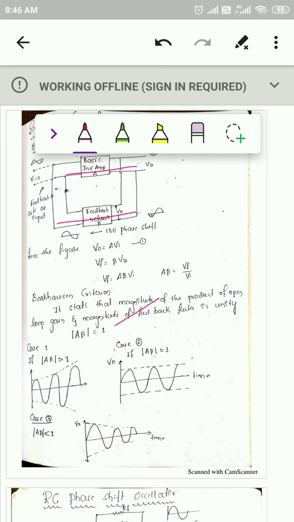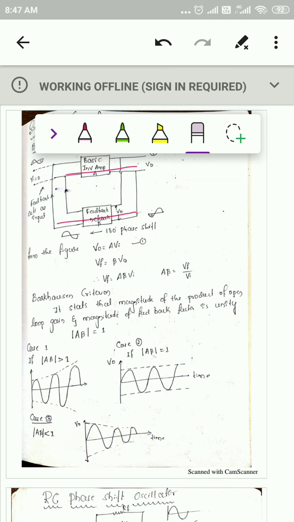The first case is A into β, the forward path and feedback path gain, greater than 1. You will get oscillations, but gradually increasing, growing oscillations. When A into β is equal to 1, you will get sustained, uniform oscillations. In the third case, if A into β is less than 1, you will get gradually decreasing oscillations.